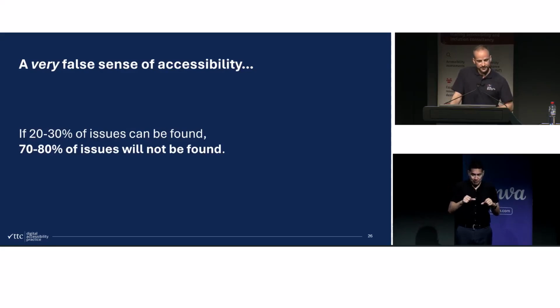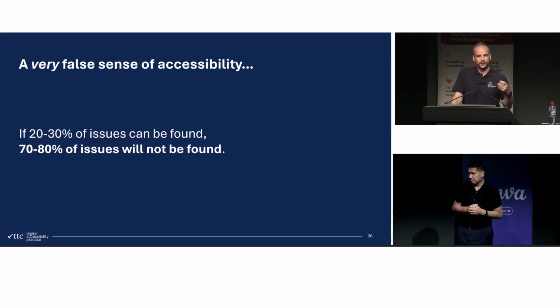So if 20 to 30% of issues can be found, then 70 to 80% of issues will not be found. And I think that when I think about it that way, it makes me really question how useful automated tools are, and maybe 20 to 30% found sounds better than 70 to 80% not found.